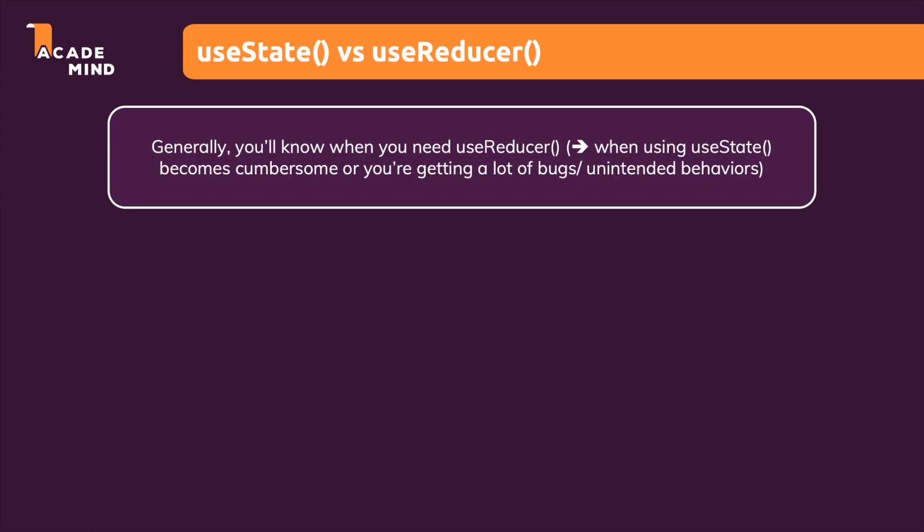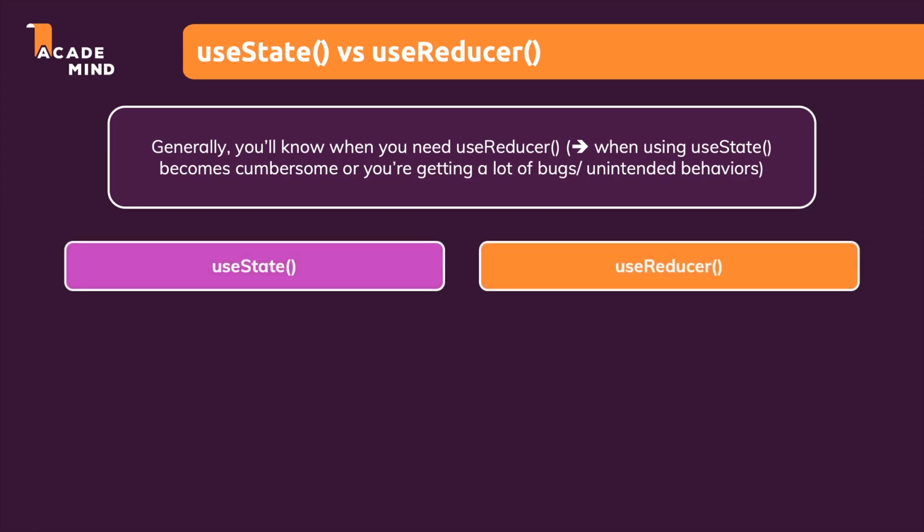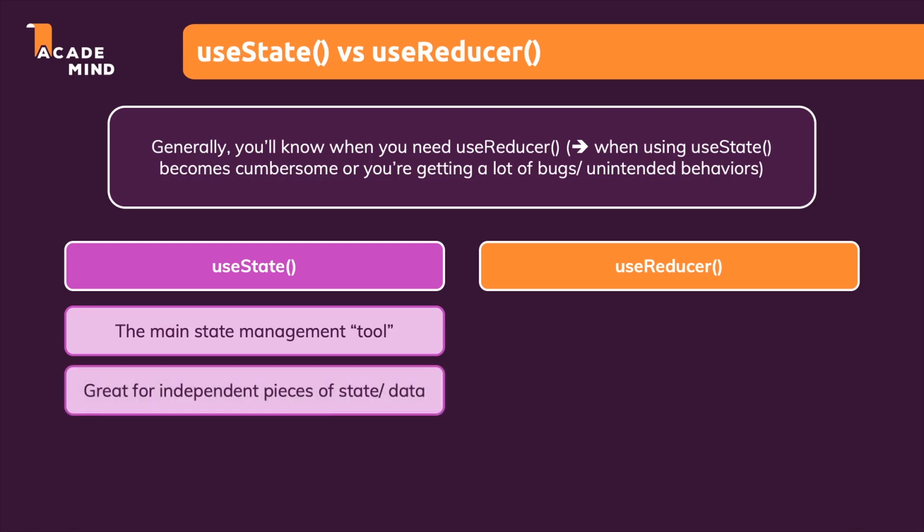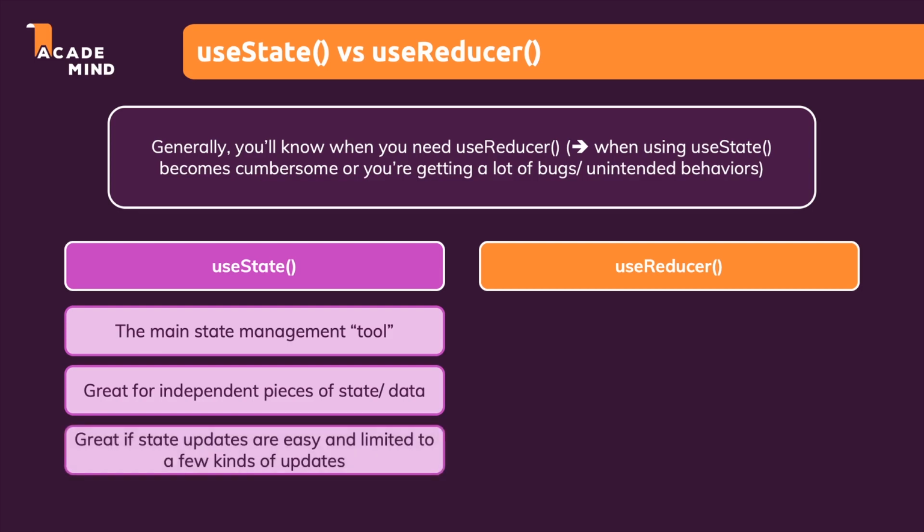Now, to still give you a couple of ideas when to use useState versus useReducer, useState is your main state management tool. Typically, you start with useState, and often it's all you need. It's great for independent pieces of state and data. It's great for simple state, you could say. It's great if state updates are easy and limited to a few kinds of updates. So if you don't have a lot of different cases that will change a state, and especially if you don't have, let's say, an object as a state or anything like that.